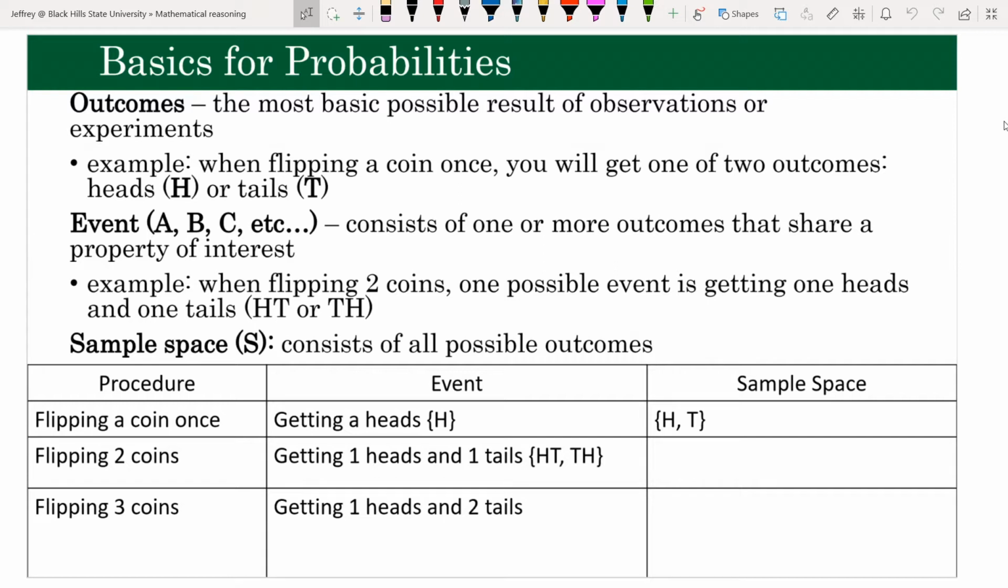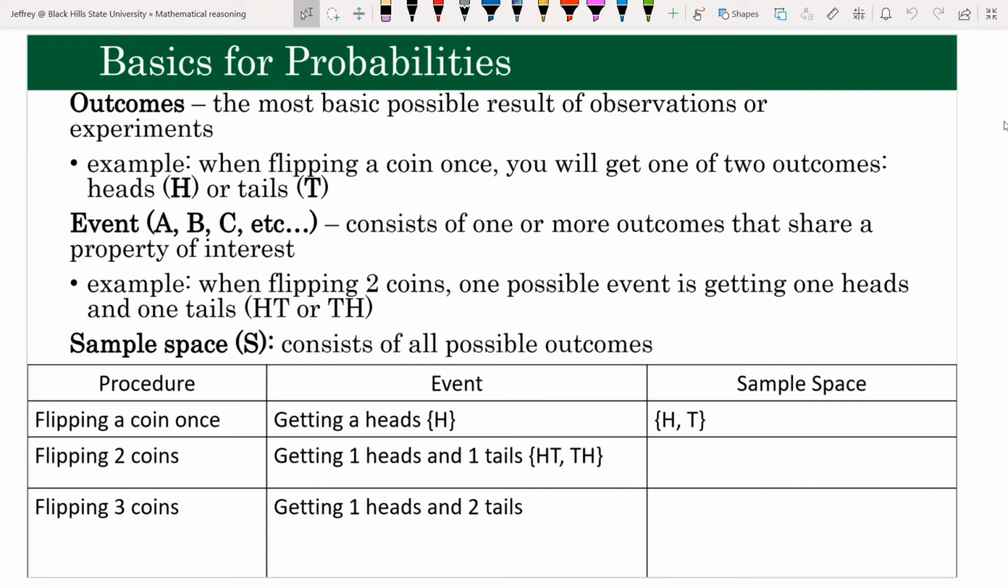The next term we're going to talk about is an event. An event, which oftentimes we give a capital letter like A, B, C, or so on, basically consists of one or more outcomes that share something of interest. Let's say, for example, we flip two coins and we are trying to figure out the probability of getting one heads. Well, either the first coin or the second coin could be a heads. So that means that event has two different outcomes: one being heads and the second one being tails, or the first one's tails and the second one's heads.